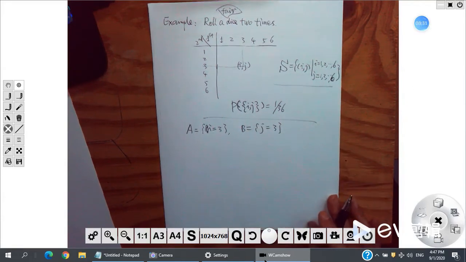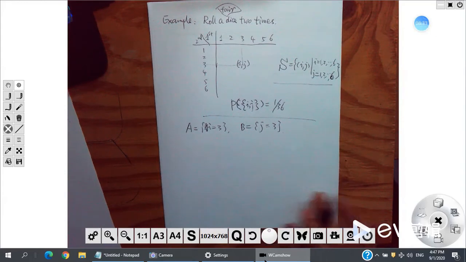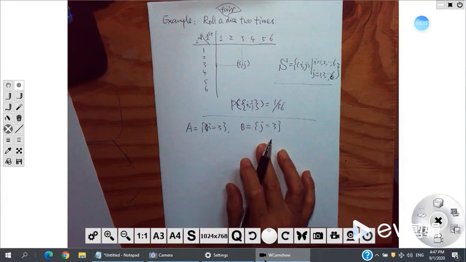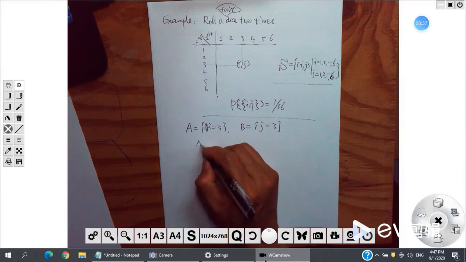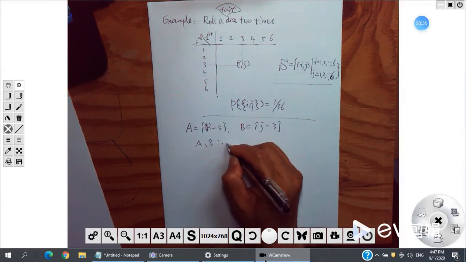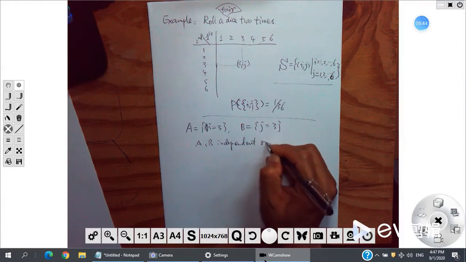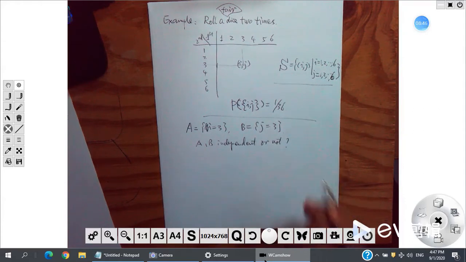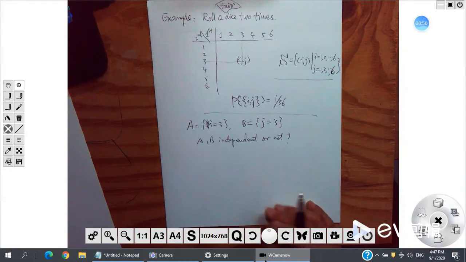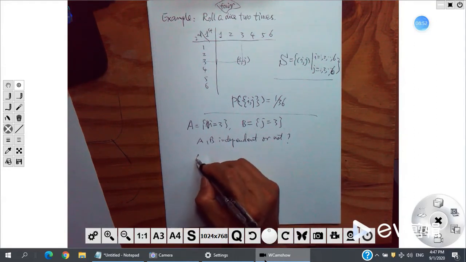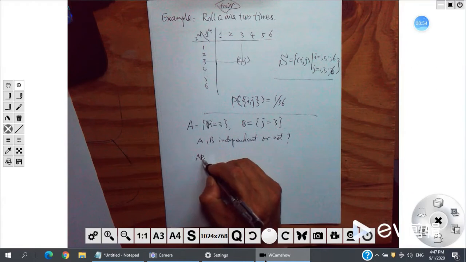Alright, then we check whether they are independent or not. Are they independent or not? Okay, you need to do a calculation. So here we can calculate the probability of A intersection with B.